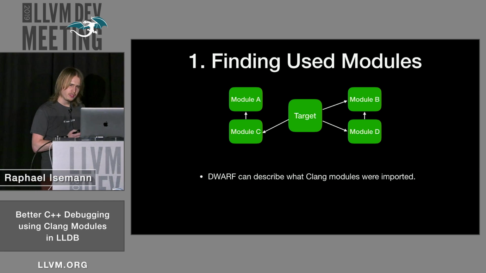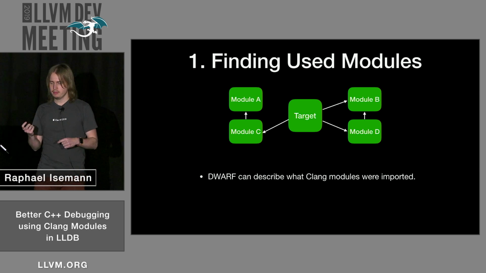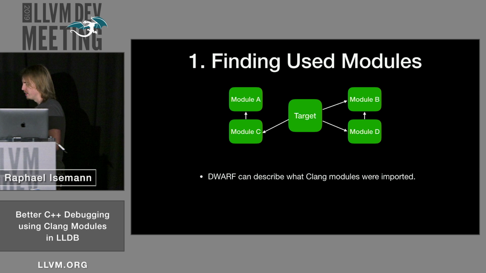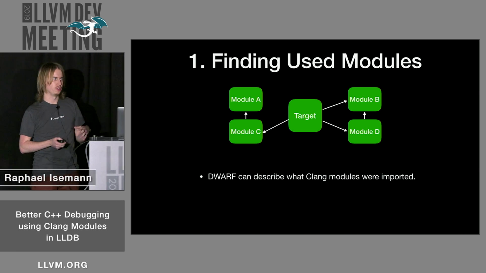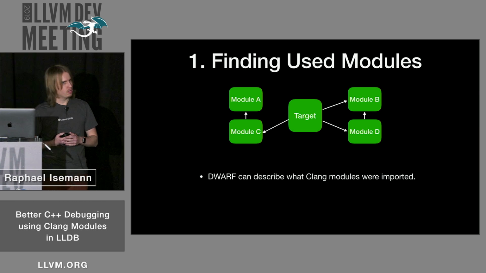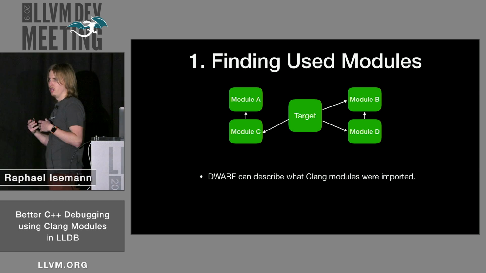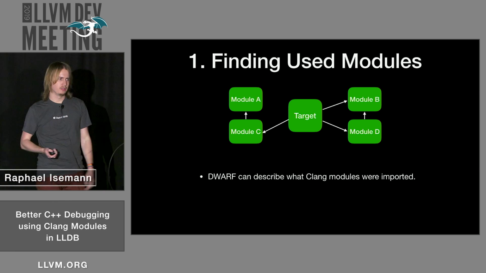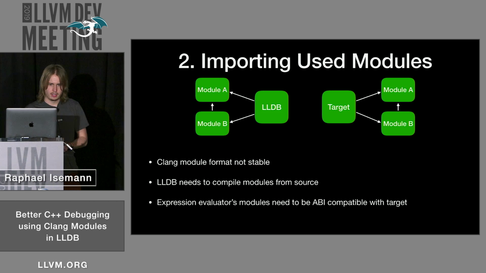This is relatively straightforward, because if you use Clang modules to compile your program, DWARF is capable of expressing what modules are used when you compile your program. There are some details on how exactly you need to compile your program, but usually what we have in DWARF is a list of modules, and we can just read the list. So this is pretty easy. The second step is more complicated.